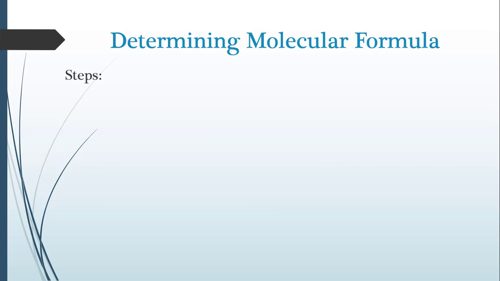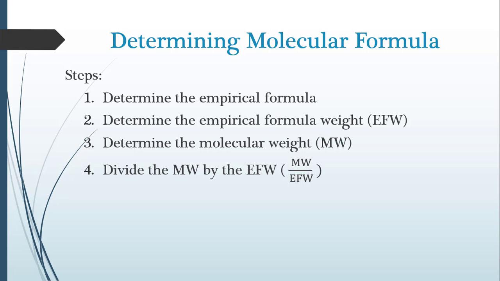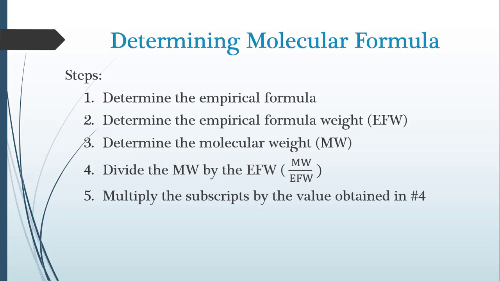And there are 5 steps to take. The first, you need to determine the empirical formula. Then you need to calculate the empirical formula weight, determine the molecular weight, divide the molecular weight by the empirical formula weight, and then multiply the subscripts of the empirical formula by the value obtained in step 4.